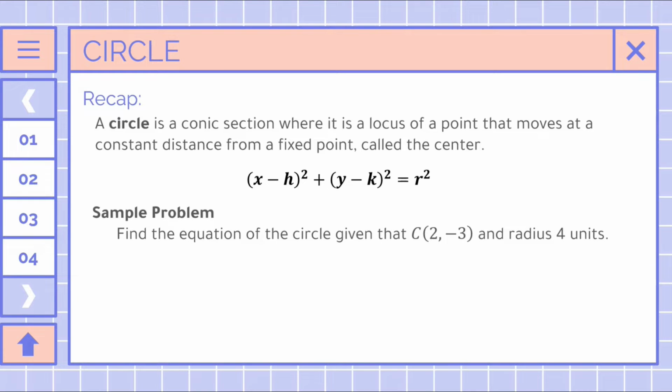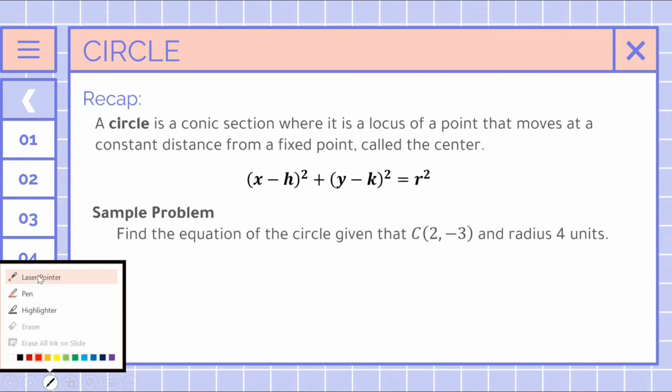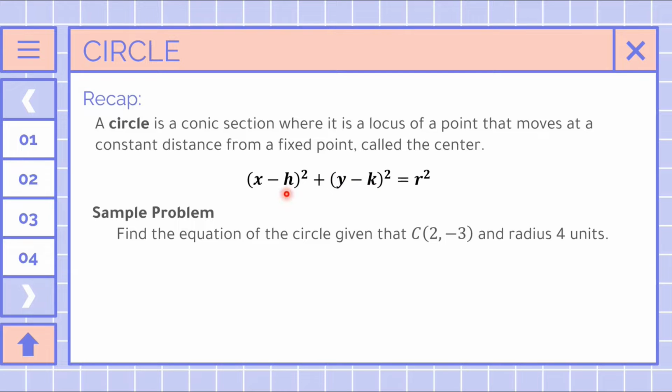So let's try to assess this problem. The first problem asks us to find the equation of the circle given that its center is located at point (2, negative 3), while its radius has a length of 4 units. Based on our definition earlier of the standard equation of a circle, we know that (h, k) is the point of the center. So, 2 and negative 3 would correspond to the point (h, k).